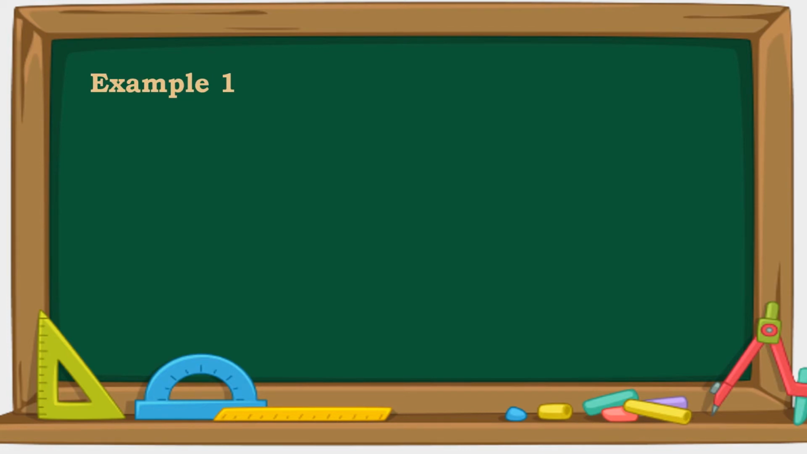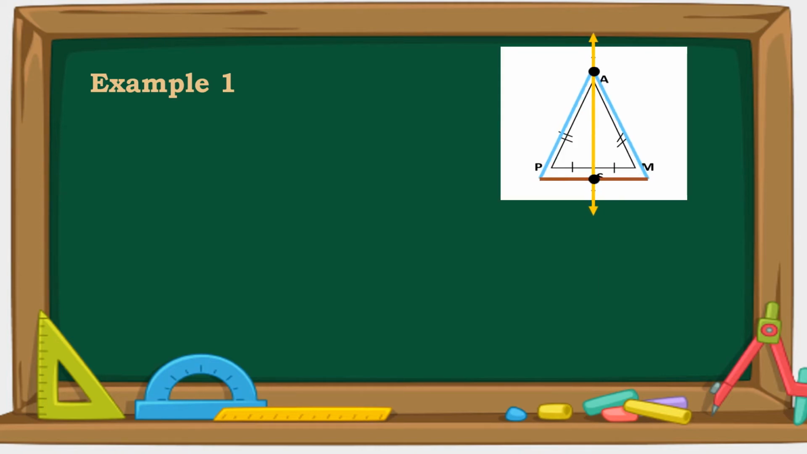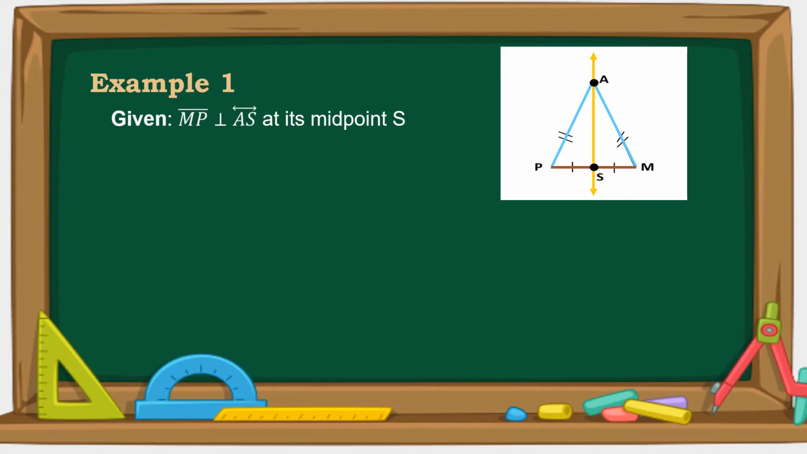We are now ready to study the first example by applying what we have learned today. Example 1. So this is a figure. We have the big triangle MAP. Given line segment MP is perpendicular to line AS at its midpoint S. Prove that line segment AP is congruent to line segment AM.